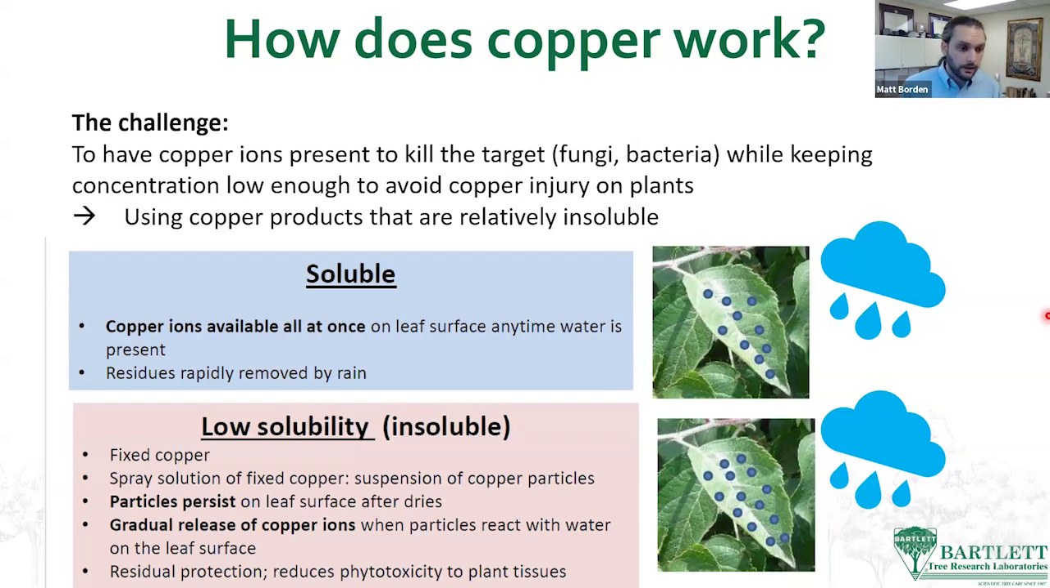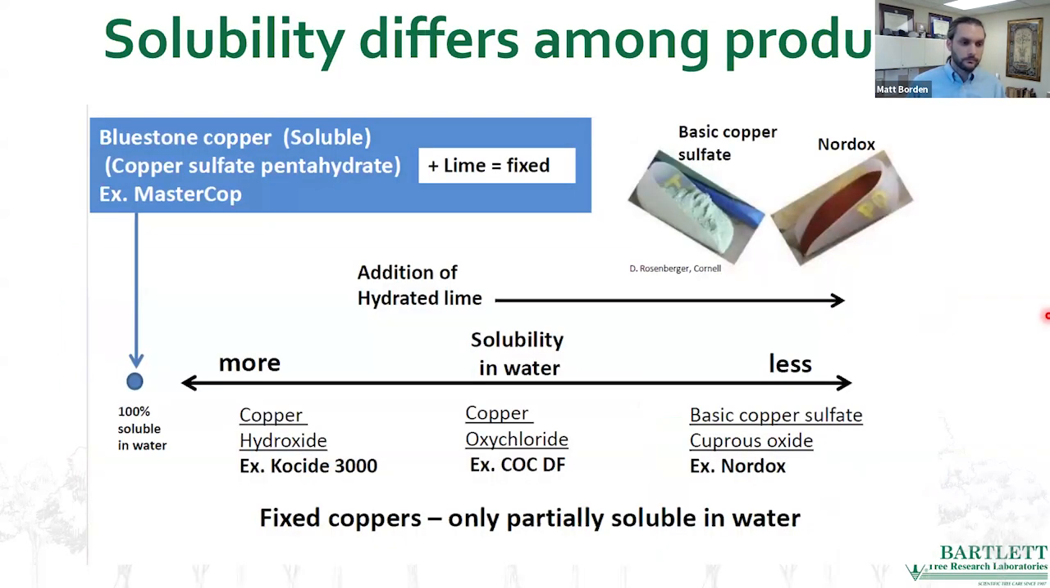This has to do with solubility and pH, and it's important to understand this. If you have a copper that is extremely soluble, that means that all those little copper ions are going to be available all at once when the leaf surface is wet. And as such, they're going to be washed off quite easily if it rains a lot. On the other hand, if you have an insoluble copper or a fixed copper, those are on the leaf surface that dries, and it's much, much more persistent. They don't readily all redissolve when the leaf surface gets wet, and it's a slower release of copper ions. So you have longer residual activity and less phytotoxicity.